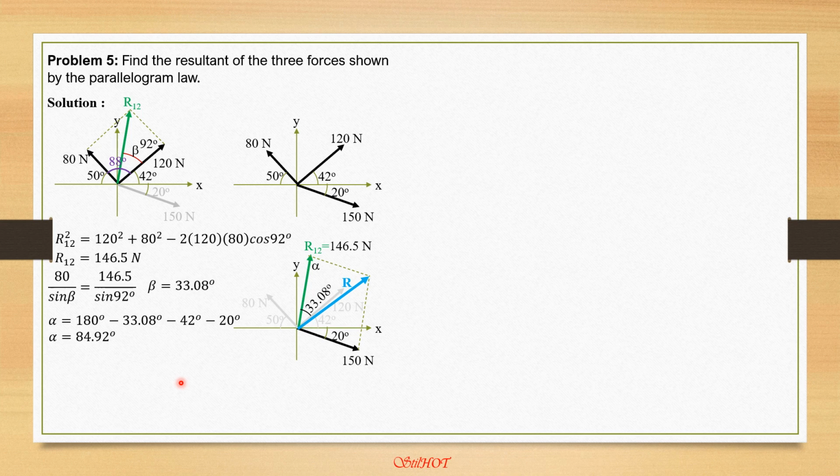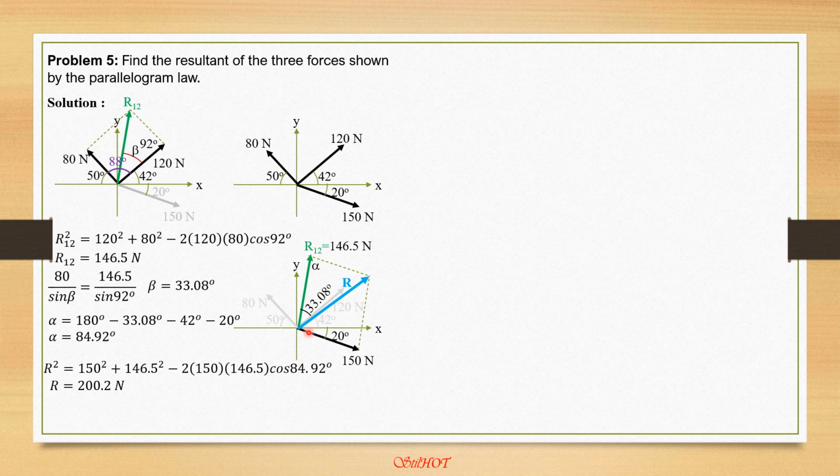Then, knowing alpha, we can now compute the magnitude of the resultant force from this triangle here by cosine law again. So R squared is equal to 146.5 squared plus 150 squared minus 2 times 146.5 times 150 cosine of alpha, which is 84.92 degrees. So using your calculator, R is 200.2 newtons.